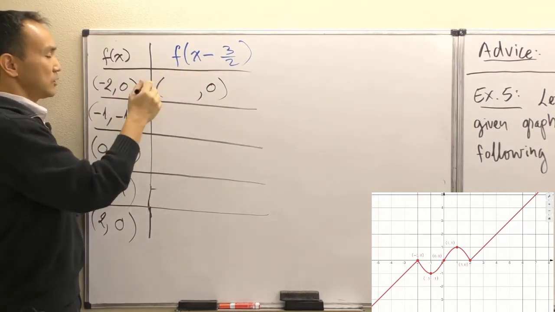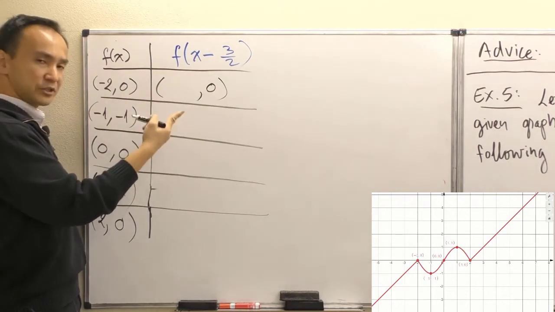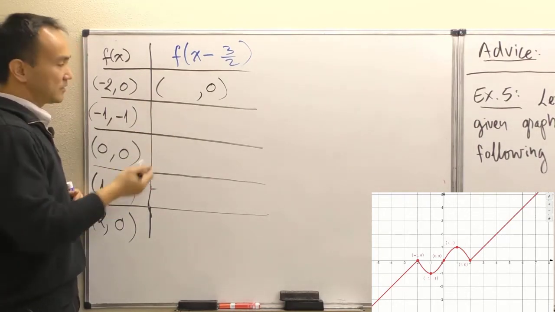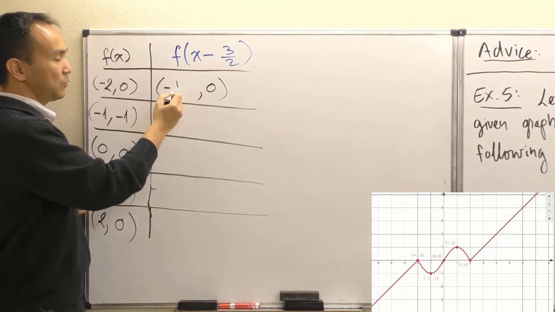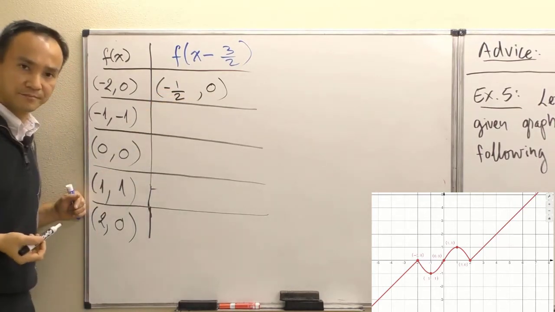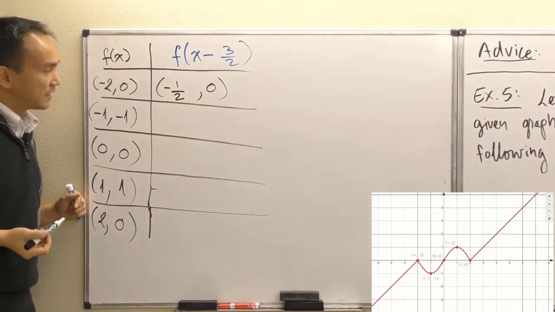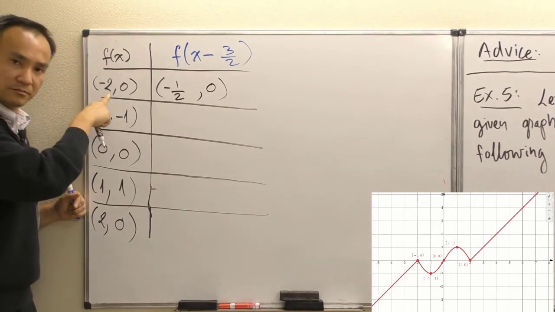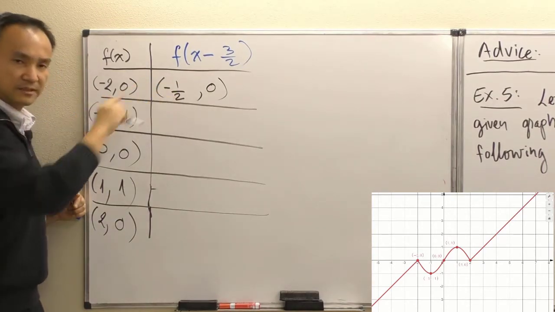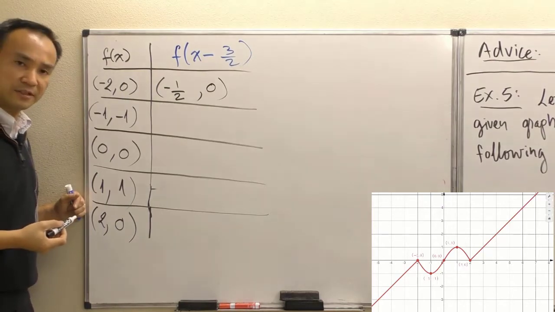Okay, so negative 2 plus 3/2. All right, so it's giving me a negative 1/2 right there. Negative 2 plus a 3/2, ending out with a negative 1/2.